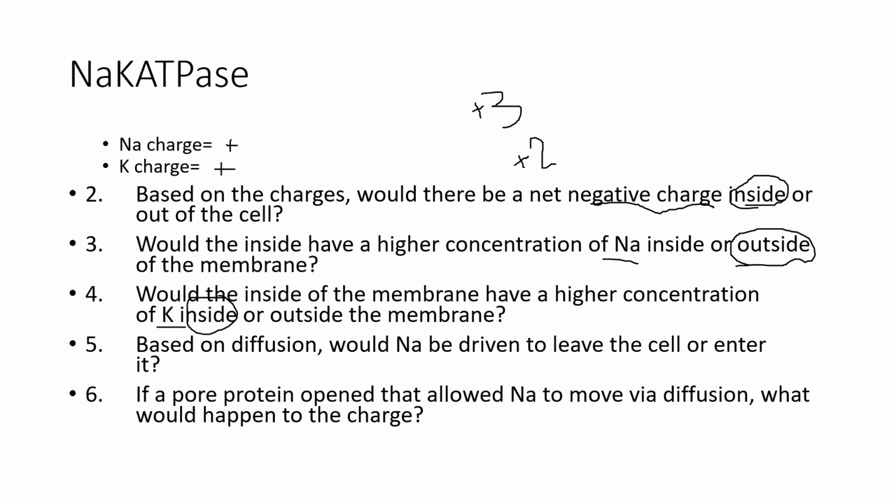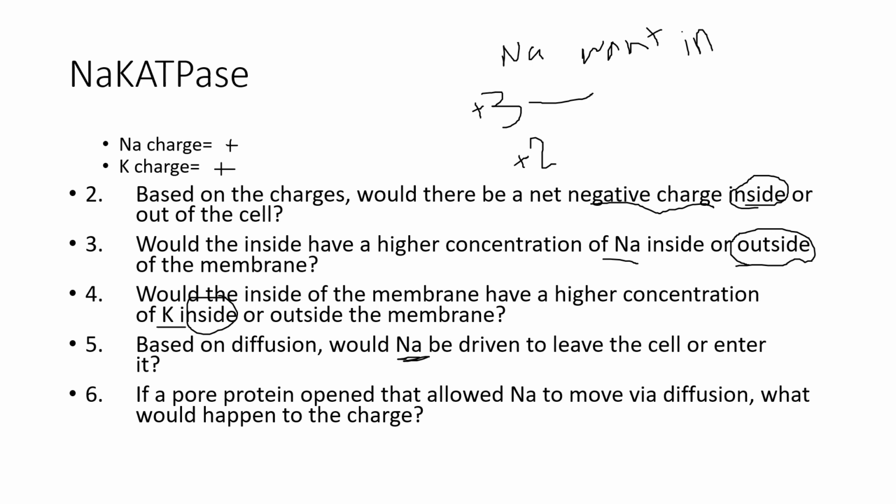Based on diffusion, what that means is, if you have more sodium outside than inside, and diffusion is a movement of molecules from higher concentration to lower concentration, that means sodium will want to try to go into the cell. If it got kicked out, Na wants in. Potassium, on the other side, wants to leave.